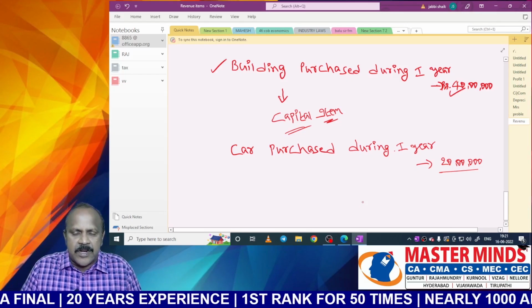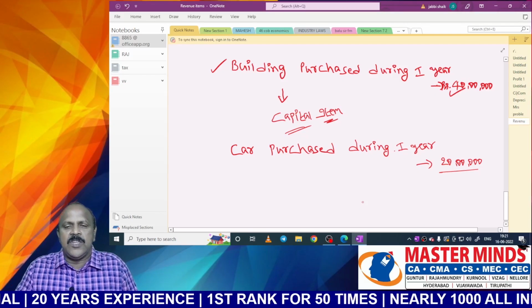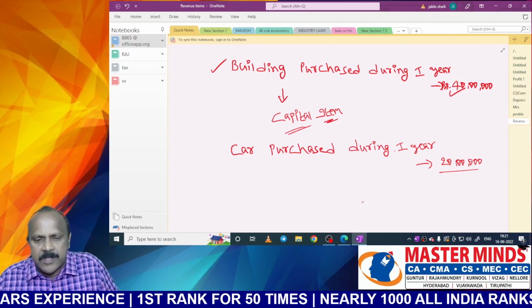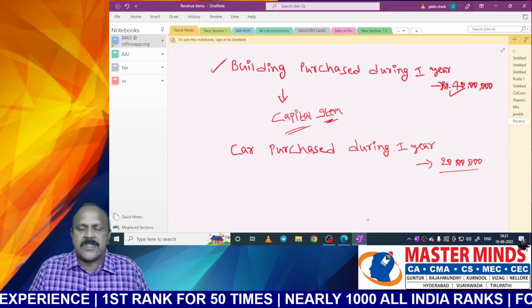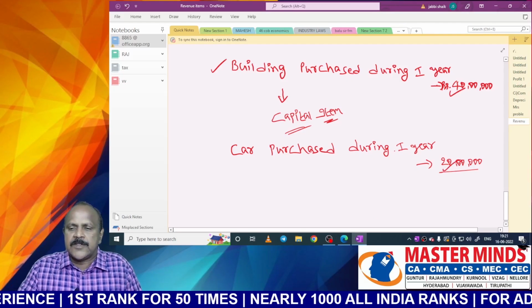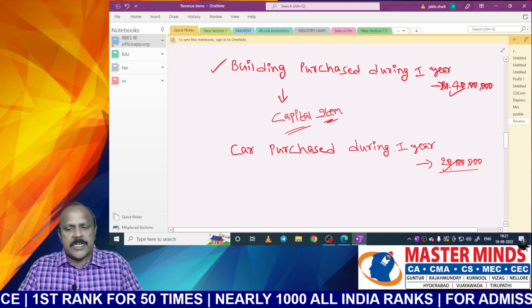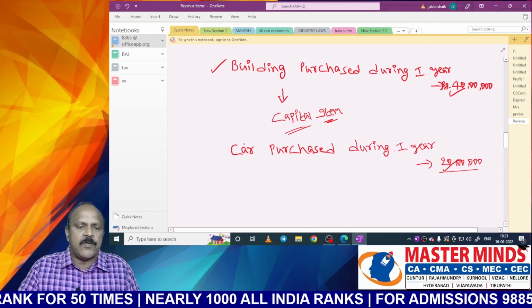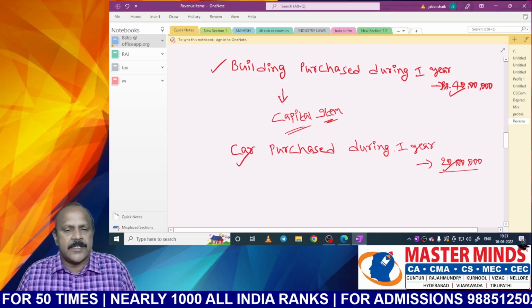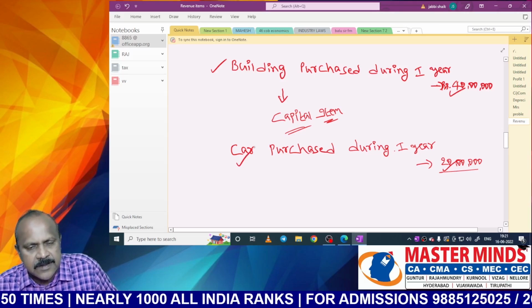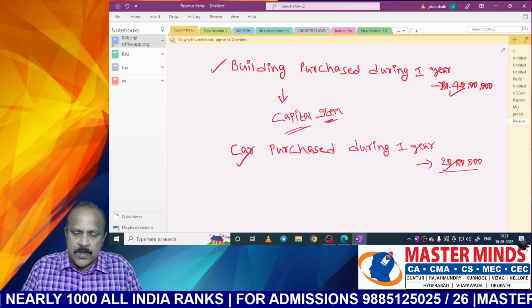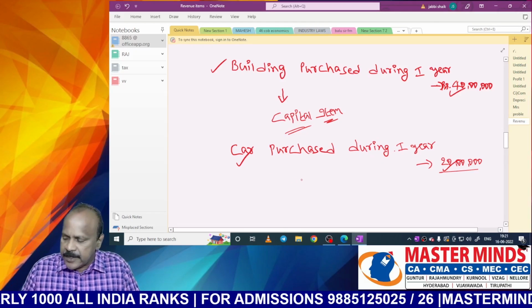This is called an asset not only for the year of purchase, but also to the next years or succeeding years. So this is carried forward. It should not be confined to the first year itself. So we call it a capital item. Like this, all fixed assets are capital items.